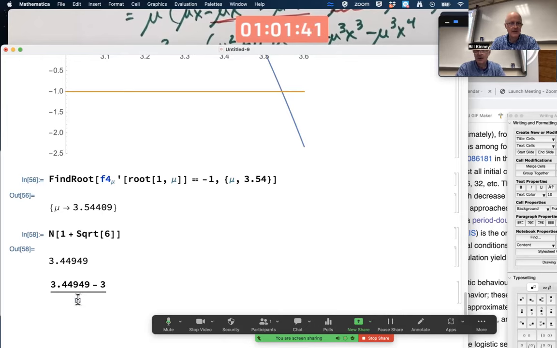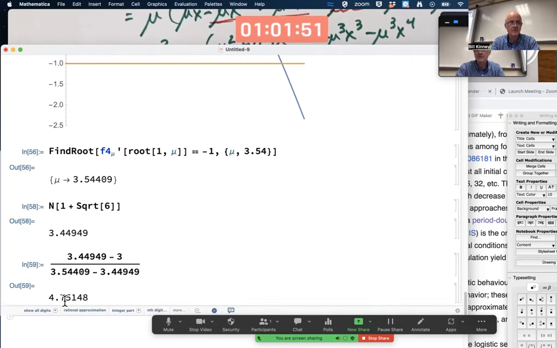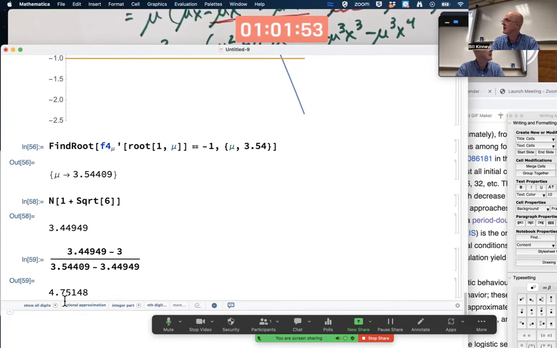The distance between that bifurcation value and the next one at 3.54409 is this. What's this ratio? 4.75. You might recall from the video that Feigenbaum's constant was like 4.669, etc. It's not too far away.